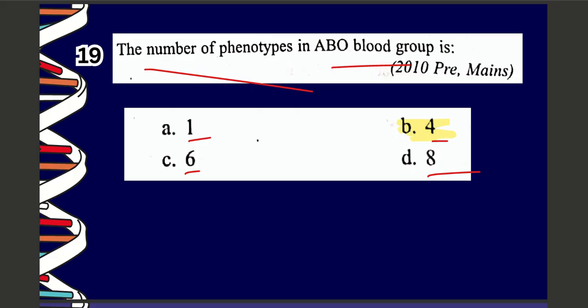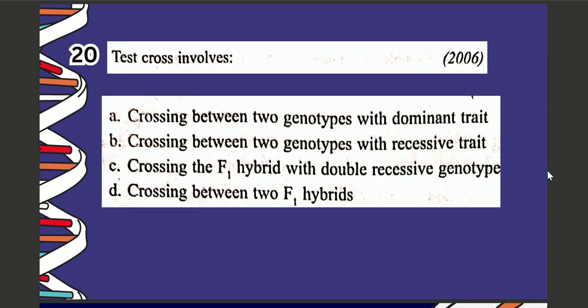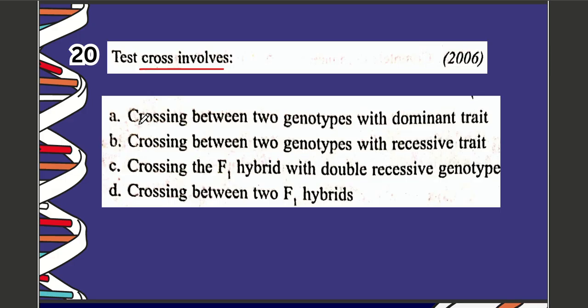Next question. Question number 20. Test cross involves A. Crossing between two genotypes with dominant trait, B. Crossing between two genotypes with recessive trait, C. Crossing the F1 hybrid with double recessive genotype, D. Crossing between two F1 hybrids.